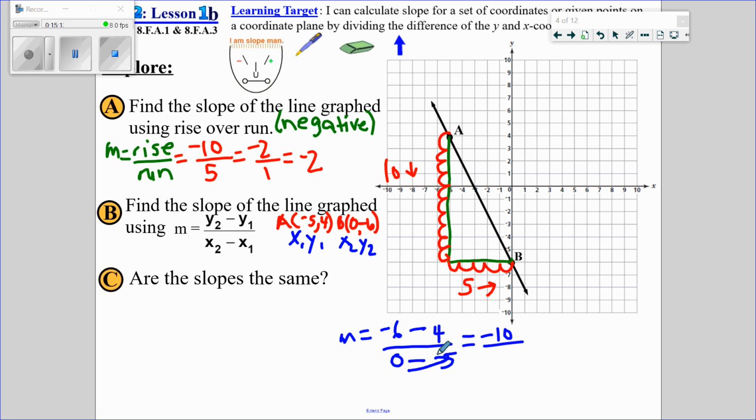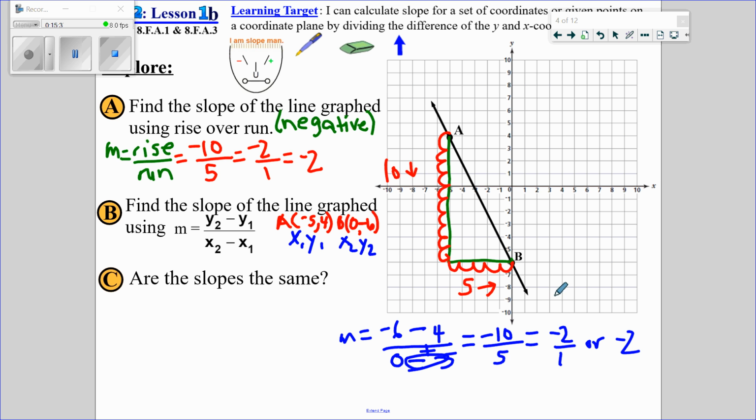So now we have negative 6 minus 4 equals negative 10 over. I see two negatives here. I circle them and I get a plus because a negative times a negative is a plus. And you get 0 plus 5 is 5. And negative 10 divided by 5, we're going to reduce this. It's negative 2 over 1, or m equals negative 2, as I discussed in lesson 1a.